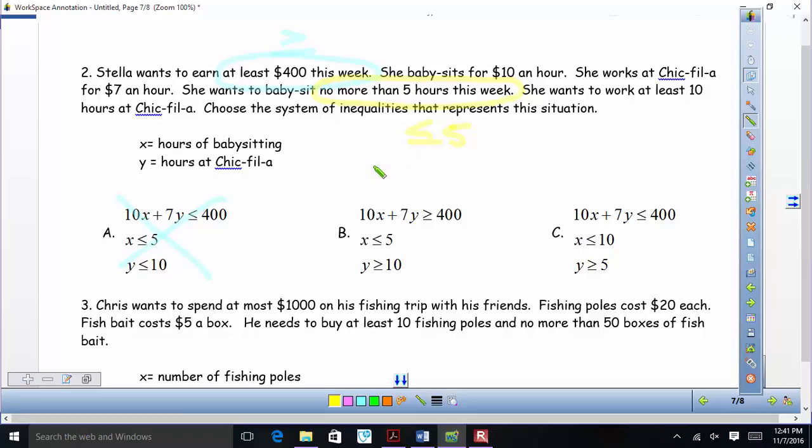Okay? So which one of these, if we're babysitting, which letter is babysitting? X. So which one matches X is less than or equal to 5? B. So that would be our answer. C would not work. Okay? And we'll look at one more of those.